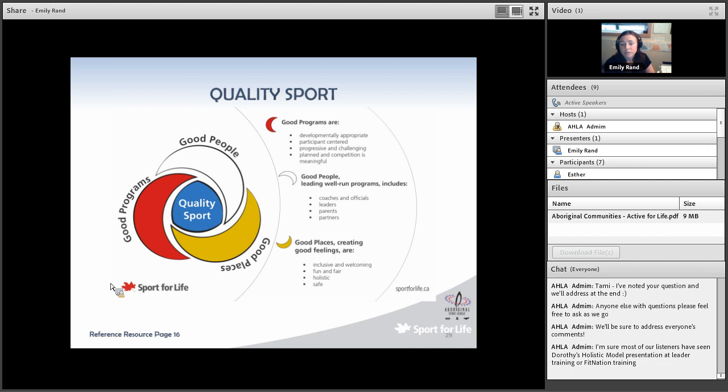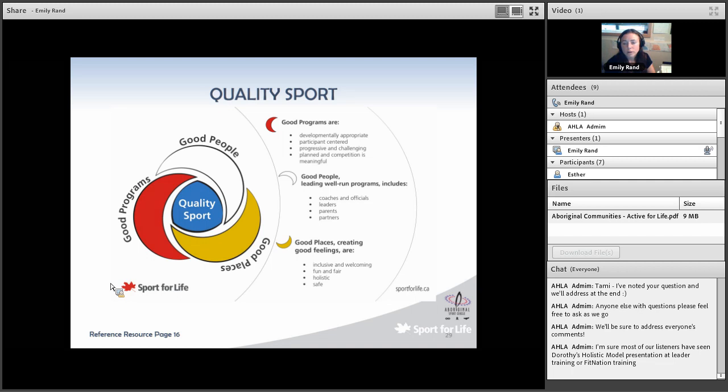Quality sport also really is about good people leading well-run programs. These good people include coaches and officials, leaders, parents, partners, teachers, lots of different community members. But really, they are trained and knowledgeable in what they're leading. And then good places, creating good feelings, are inclusive and welcoming, fun and fair, holistic, and safe. So looking at all of that, that is what a quality program really looks like. Those are the components of it.